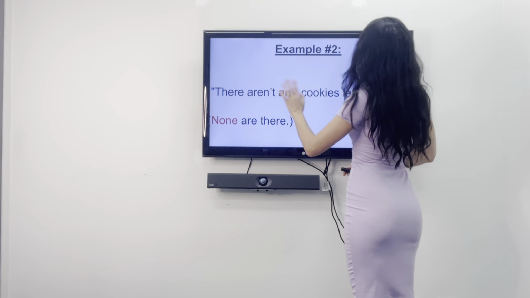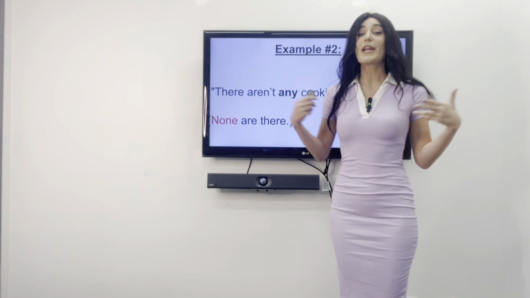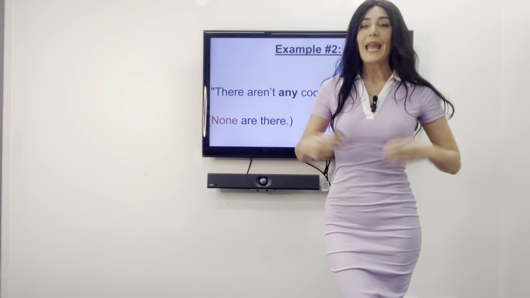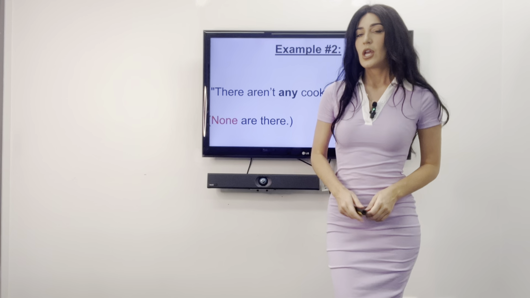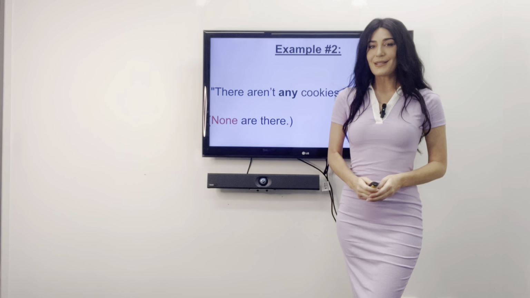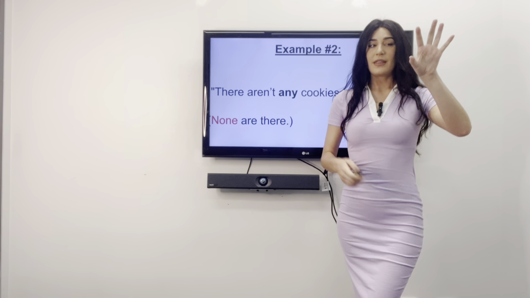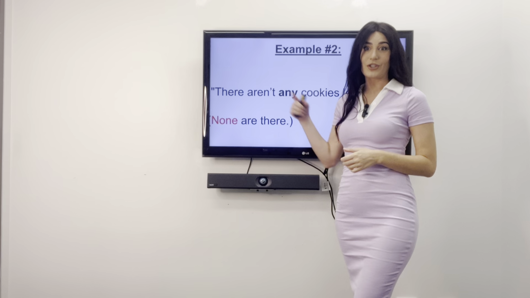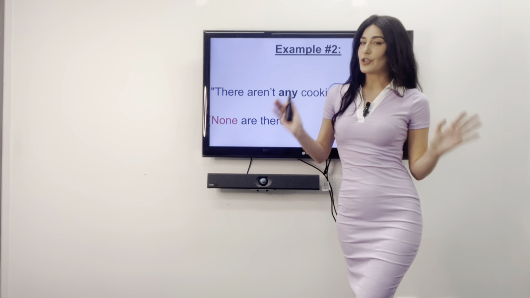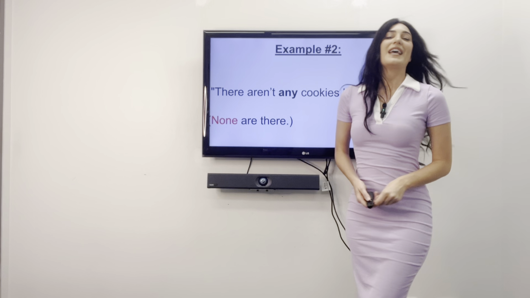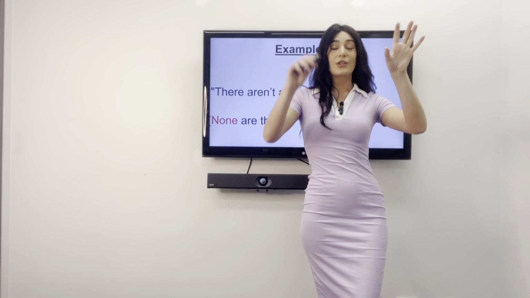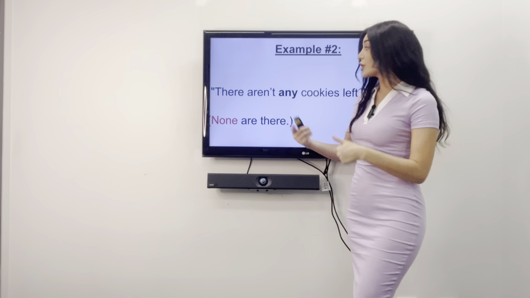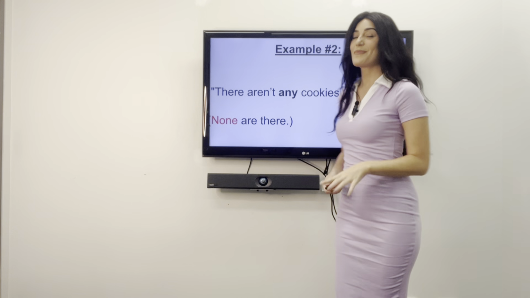Example number 2, there aren't any cookies left. So I know that the cookies do not exist. I can say there aren't any cookies. Do you remember what aren't means? It's a contraction. There are 2 words that have smushed together to make one word. Aren't. Do you know what it is? The answer is are not. Are plus not equals aren't. There are not any cookies left. Okay, that was a side note.